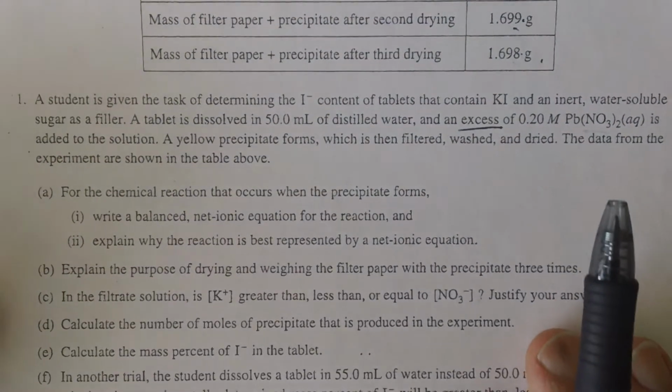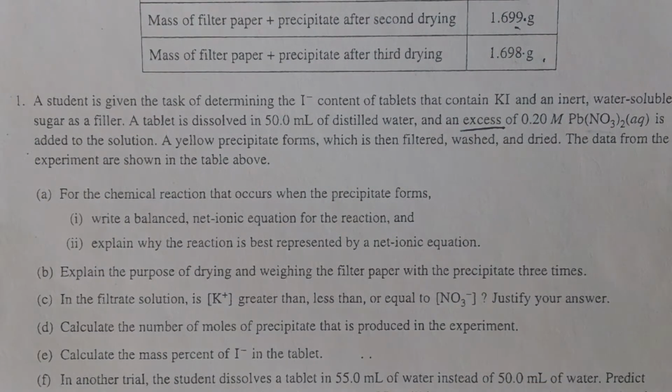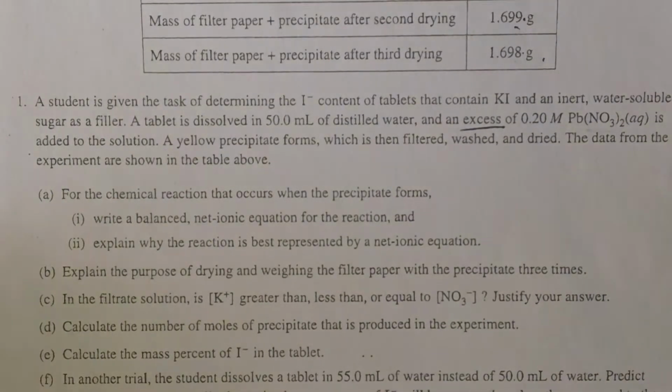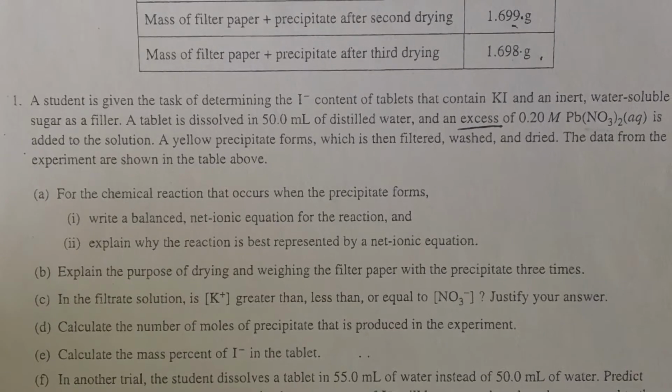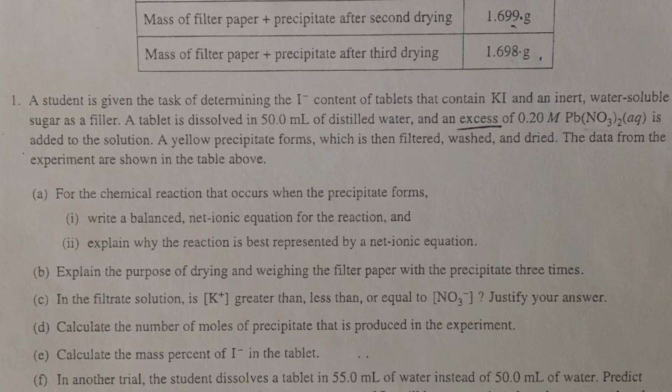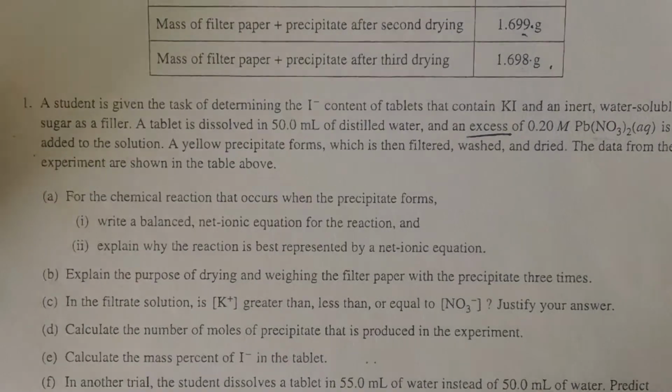And so this is the infamous precipitate reaction that everybody sees the first day of, or the first week probably of, pre-AP chemistry. So you've seen this one before at least once. This says, for the chemical reaction that occurs when the precipitate forms, write the balanced net ionic equation for the reaction. So we have potassium iodide here that's reacting with lead nitrate.